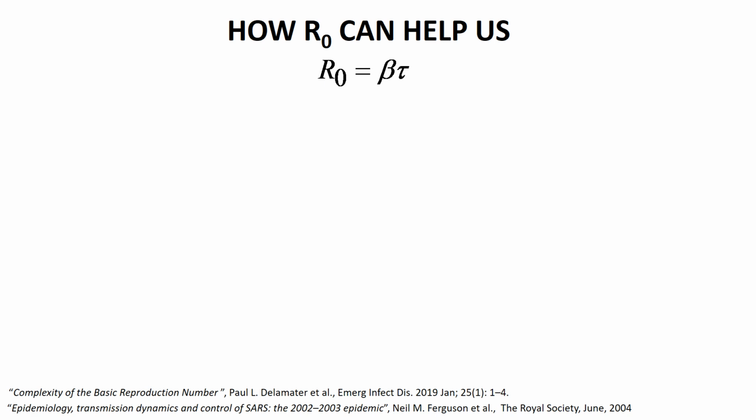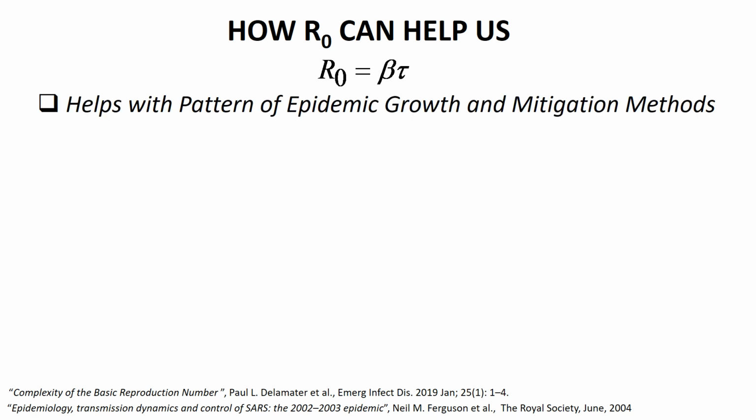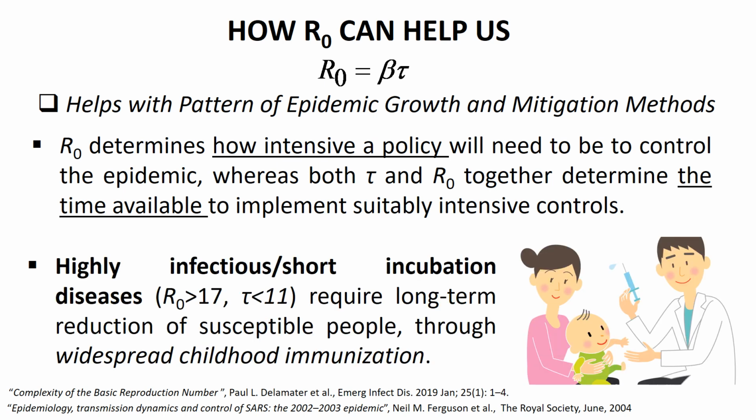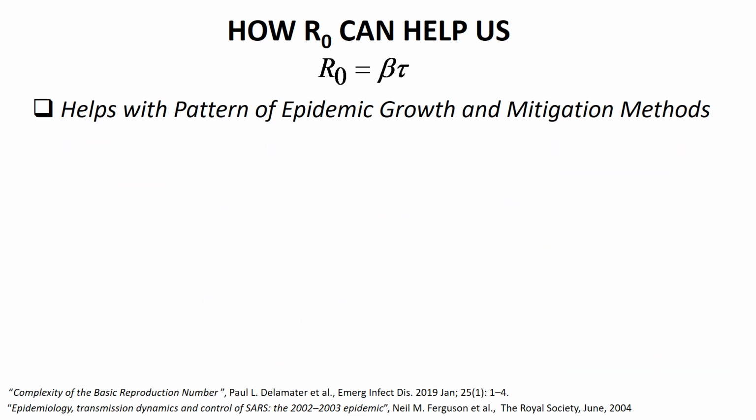So R0 can help us in other ways. It can help us with patterns of epidemic growth and mitigation methods. R0 itself will determine how intensive the policy will have to be, and tau and R0 together will determine the time available to implement suitable intensive controls. If you have a highly infectious, short incubation disease, so large R0, small tau, then you really haven't got time to do much. You have to do it in advance, which means you have to have widespread childhood immunization.